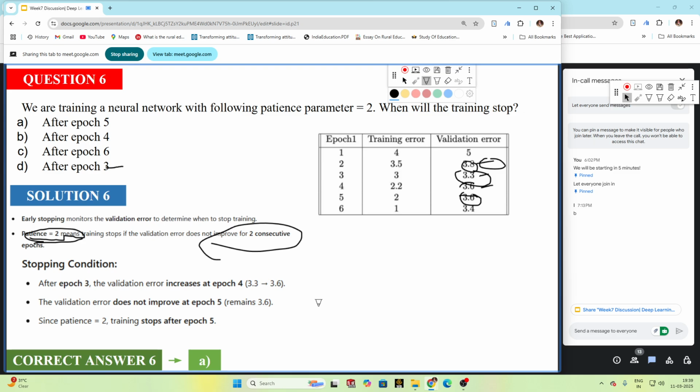Okay, so that is the thing. After 4 it is remaining at 3.6 only, that means it remains the same and does not improve, so that is why you have to stop the training at 5 epochs. You have to see whether it is improving or not improving.